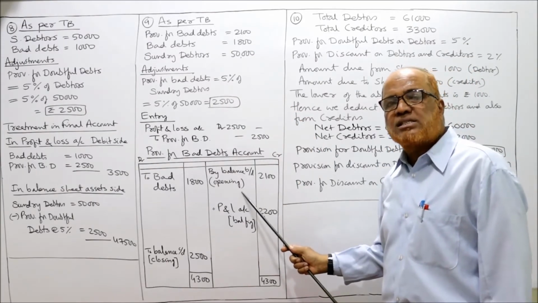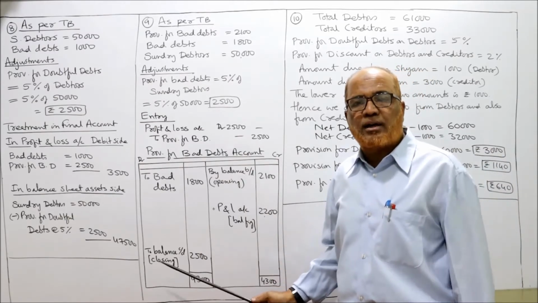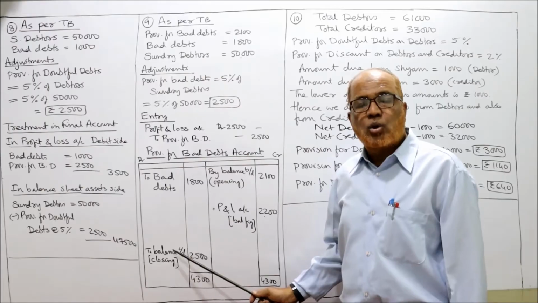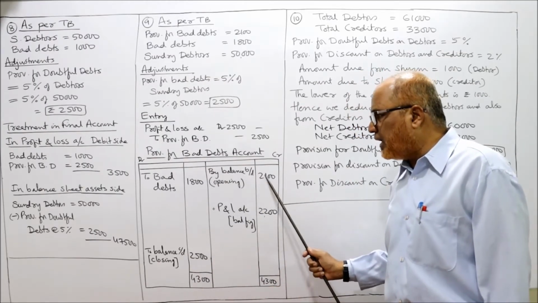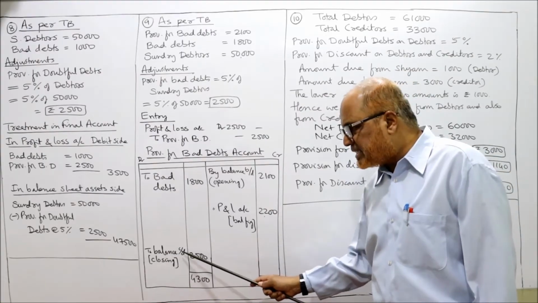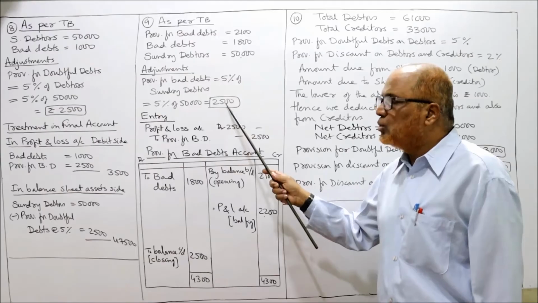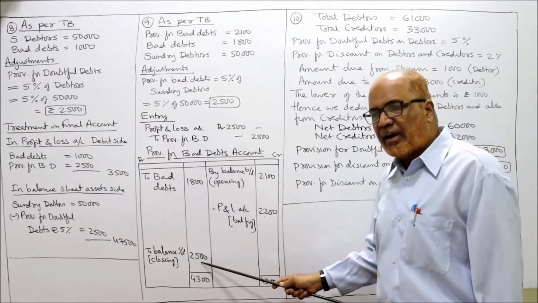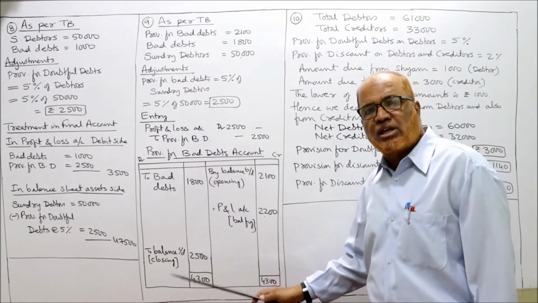When opening balance is taken on the credit side, the closing balance should be taken on the debit side. So here I have taken by balance brought down opening. So here I will write to balance carried down closing. The closing provision how much? 2,500. So 2,500 is the closing provision. The opening provision credit side, closing provision debit side.